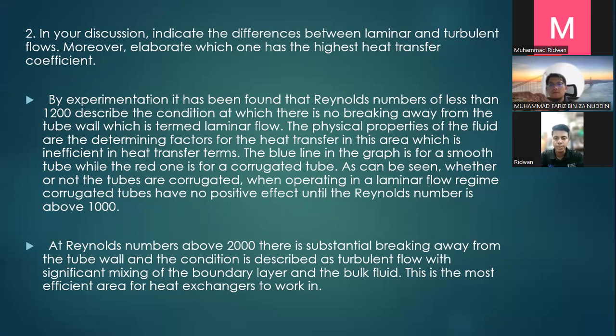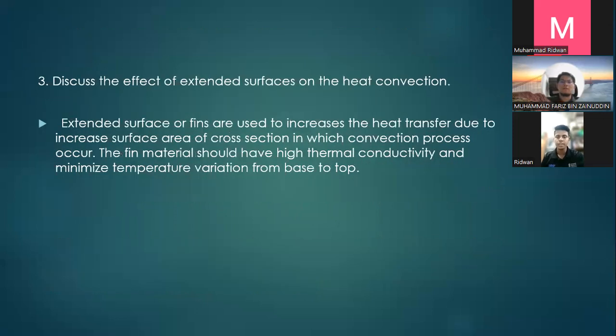At Reynolds number above 2000, there is substantial breaking away from the tube wall, and the condition is described as turbulent flow with significant mixing of boundary layer and the bulk fluid. This is the most efficient area for heat exchange to work in. Next, the effect of extended surface on heat convection. Extended surfaces or fins are used to increase the heat transfer due to increased surface area of cross-section in which the convection process occurs. The fin material should have high thermal conductivity and minimize temperature variation from base to the top.